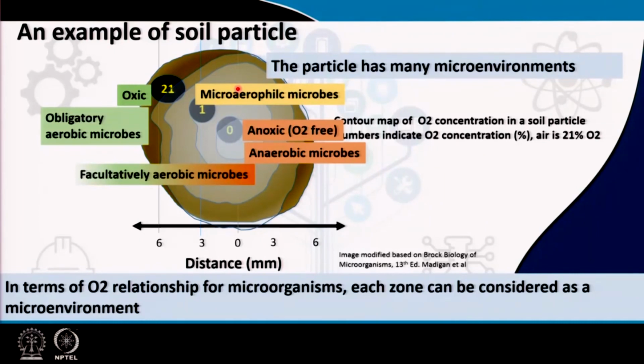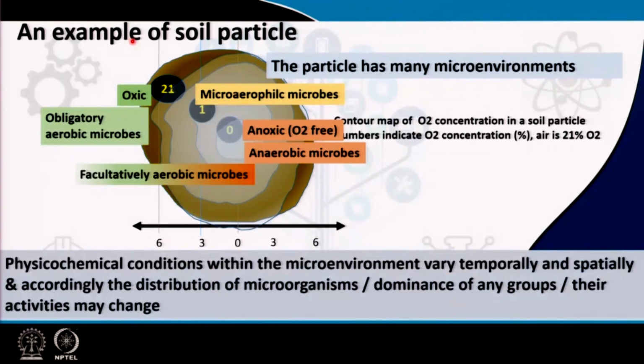So, within the soil particle we can expect that there will be several micro environments, and each of these micro environments is populated by a distinct set of populations, and they will be forming a community. So, the core of the soil particle will have a community, and the exterior part of the soil particle will have another community.